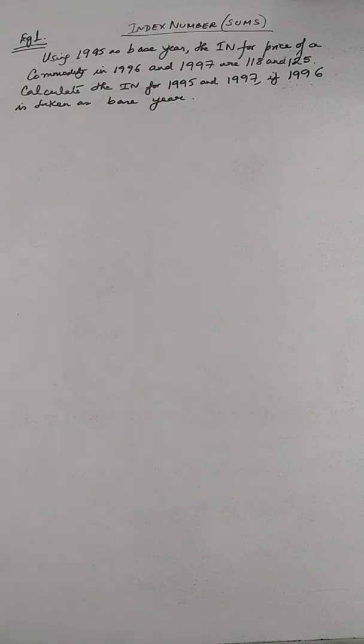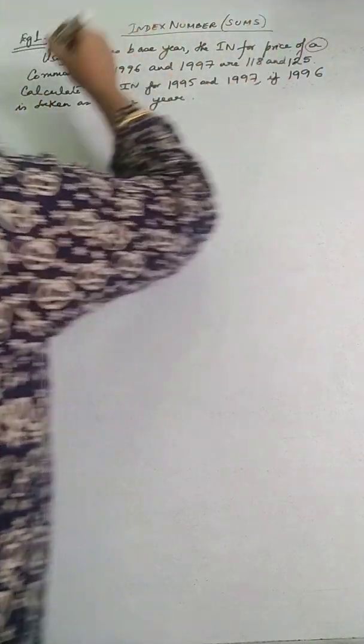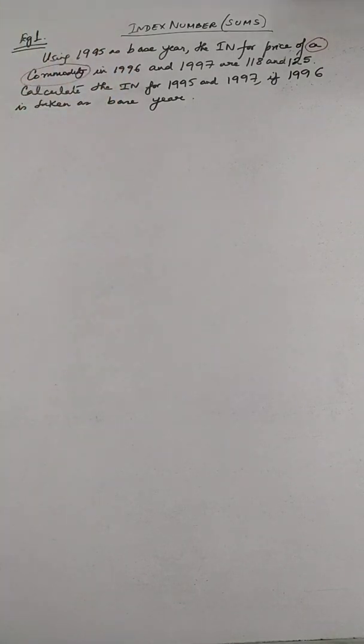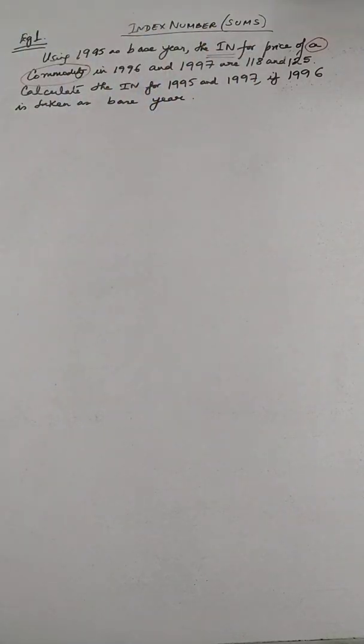When 1995 is the base year, the index number for a commodity is, now notice one thing here, you have a single commodity. You don't have a group of commodities, they are saying a commodity. So we are concerned with actually price relative. Index number of a single commodity is also termed as price relative. So what is given and what do we have to find? Let us write it.